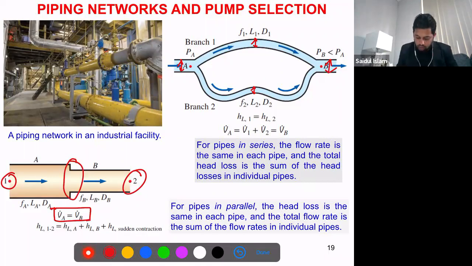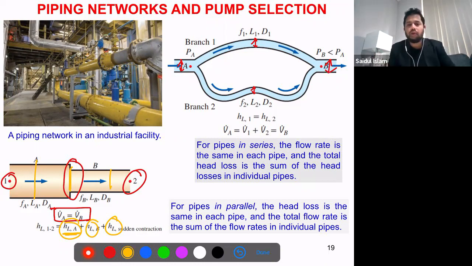So if you look at this, it is the head loss for this pipe, the head loss for this pipe, and the head loss for this contraction section. So you need to consider all of these when it is in parallel. So these are two arrangements. Actually, in real life, most of our problems involve these two systems. This is for parallel, this is for series.